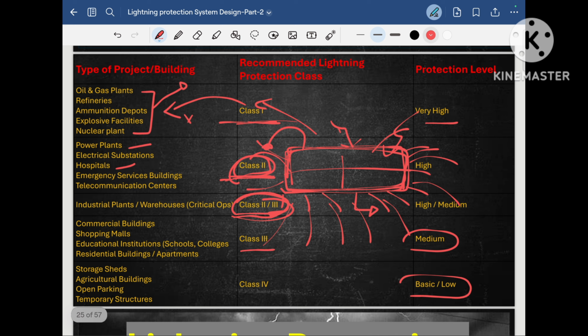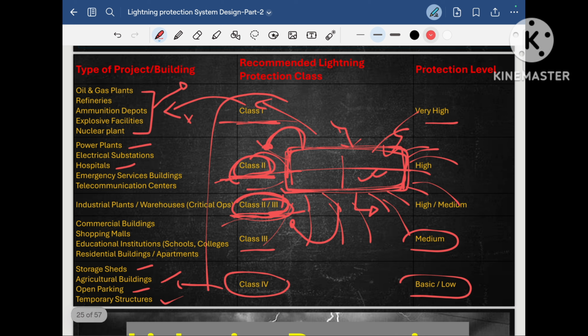As I told you, class 3 protection is given to those projects which are responsible for quality of life, and class 4 protection is given for normal projects like sheds, agricultural buildings, open parking and temporary structures. So as per our analysis, we come to know that we can go for class 2 protection or class 3 protection for our project. But as per the client requirement, if the client is ready to pay for class 2 protection, we will go for class 2 protection of the lightning system. If the client is not ready to pay for class 2 protection, then we can also go for class 3 protection. There are no technical consequences.